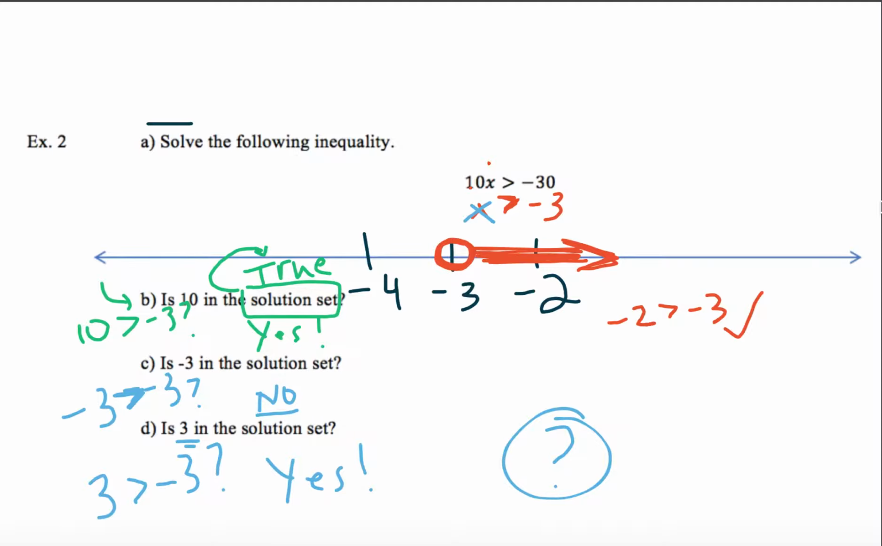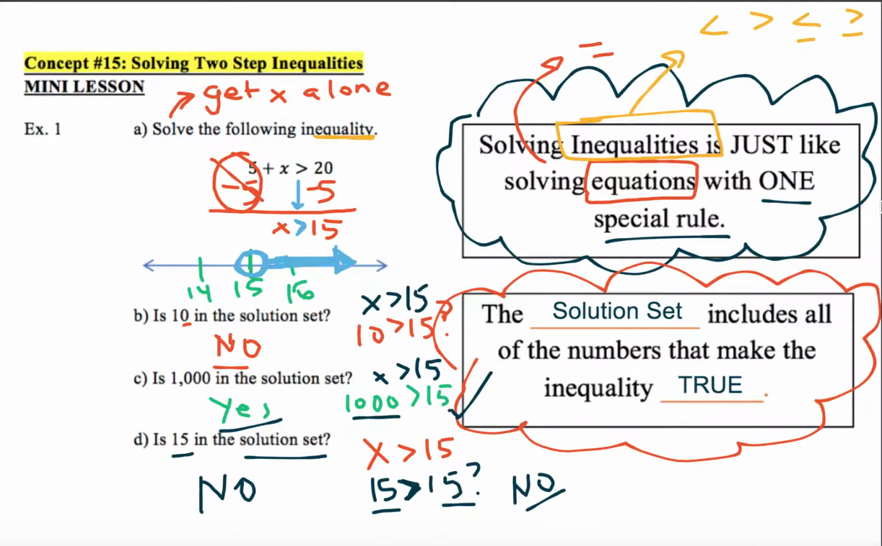So far we've said that solving inequalities is just like solving equations with one special rule. So far, none of these inequalities have had us use that special rule, but we're going to do a little discovery now to see if we can figure out that rule on our own.